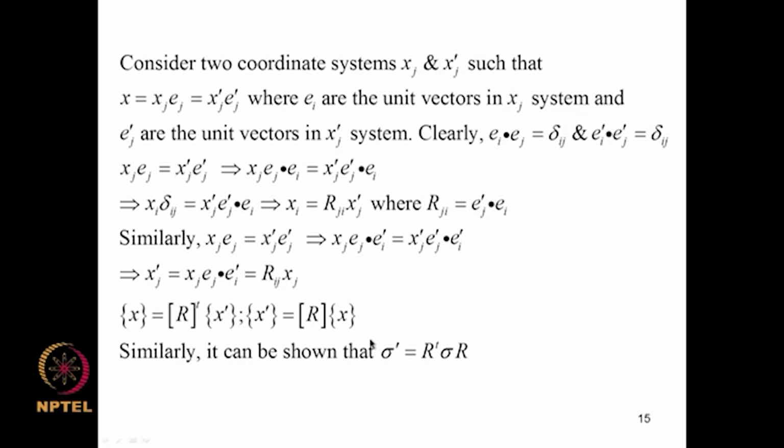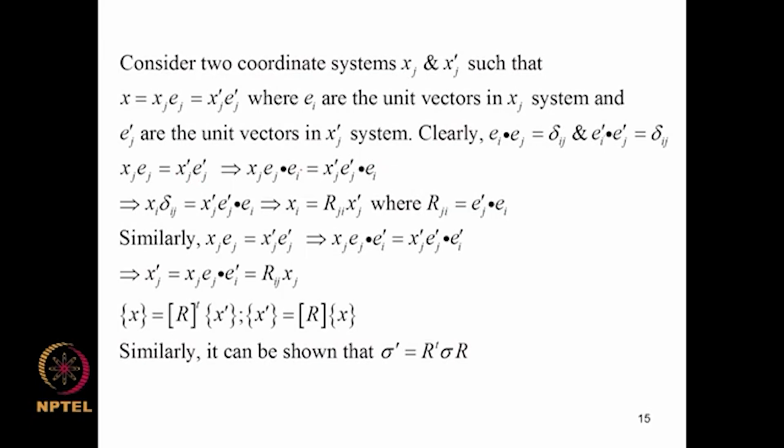Now, if we consider two coordinate systems x_j and x_j prime such that a position vector in the x_j system is x_j e_j, and the position vector in the x_j prime coordinate system is x_j prime e_j prime, where e_i are the unit vectors in the x_j system and e_j prime are the unit vectors in the x_j prime system. Repeated indices imply summation here. Now, clearly this dot product of e_i e_j is delta_ij, and since this is equal, I get this relation.